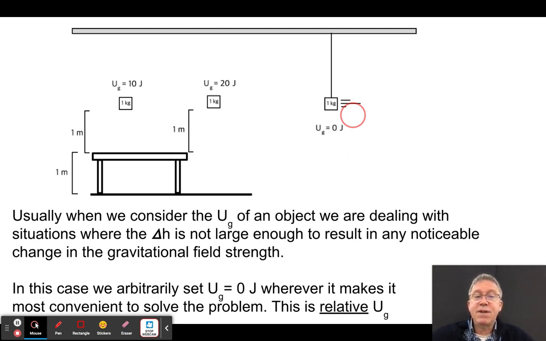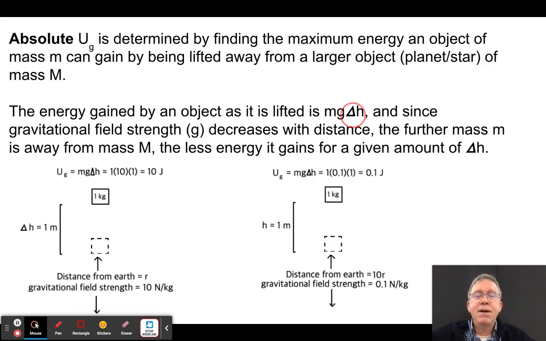There is, in fact, a way of calculating what the absolute potential energy is. How much energy does it really have due to its gravitational position? Now, to understand absolute potential energy, gravitational potential energy, think of it this way: it's the maximum energy an object can acquire by being lifted against gravity away from a planet or a star. So as I move it away, it's going to gain potential energy. There is a maximum limit to how much energy it can gain, and it shouldn't surprise you. It depends on the mass of the planet.